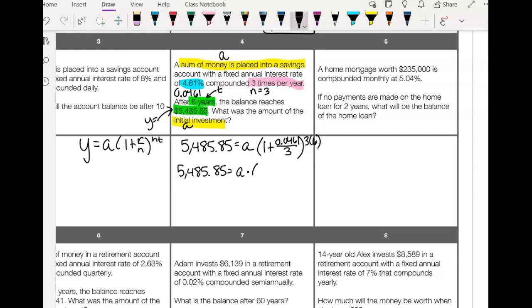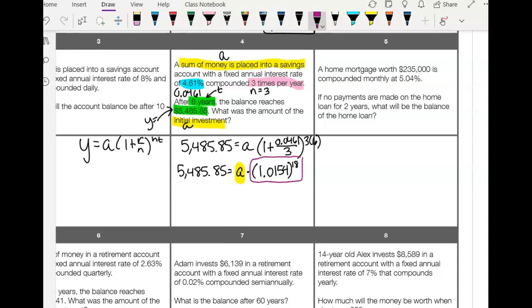Okay, yep. So I get 1.015, and I'm going to round it to 4. It's 5.3, and then the 6's repeat. So I'm going to do this. All right. If I'm trying to get my A value all by itself, that means that I need to get rid of this right here.